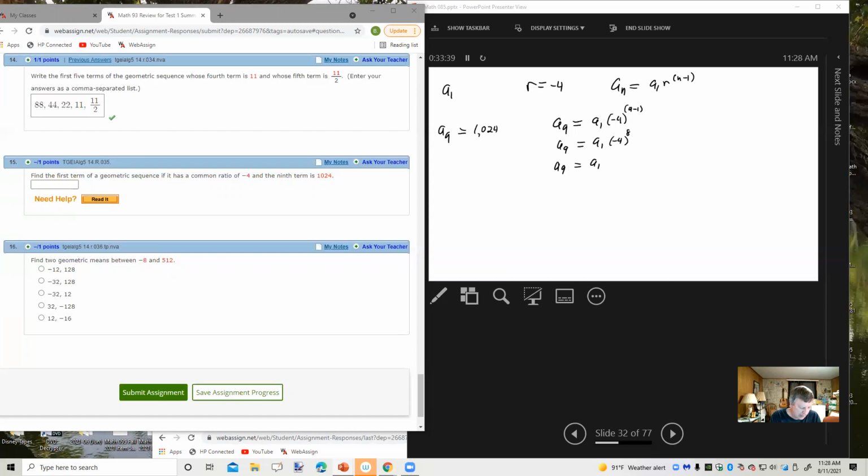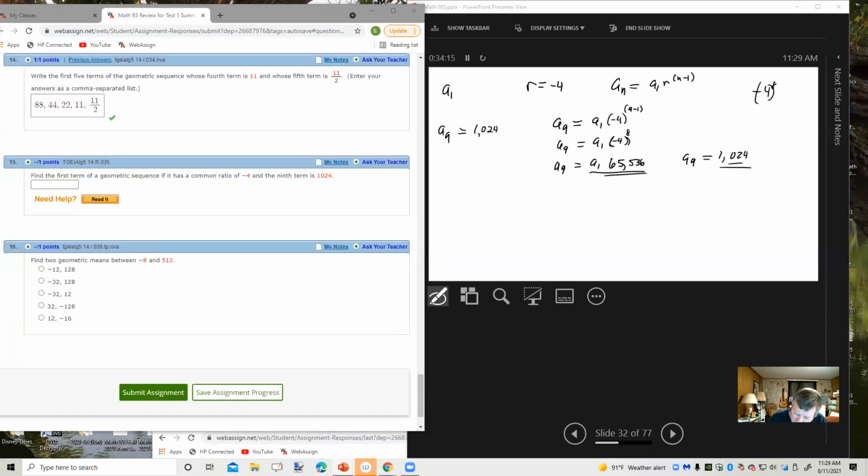Let's see. If I take the quantity -4 and raise it to the 8th power, I get 65,536. Now be careful, you've got to put parentheses around the -4. If you just put -4 to the 8th, that's 4 to the 8th with a negative sign. You've got to quantify the negative base to make it come out correctly. Okay, so a sub 9 equals a sub 1 times 65,536. But a sub 9 also equals 1024.